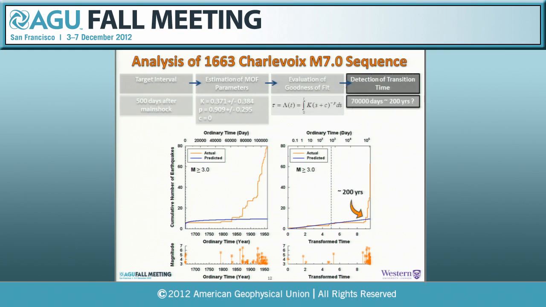And next, please. And a clear change in the slope can be seen around 200 years after the main shock, which marks the transition time from the aftershock activity to the background or normal seismic activity in the region. Next, please.